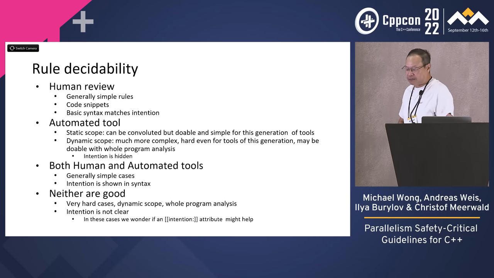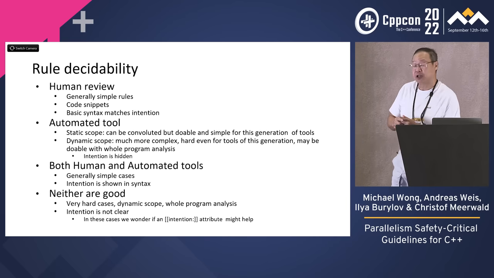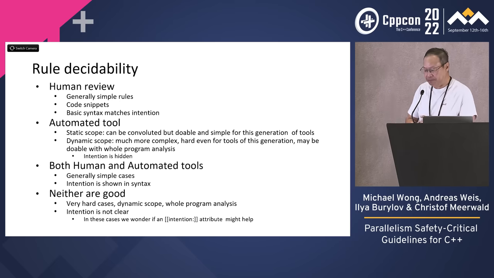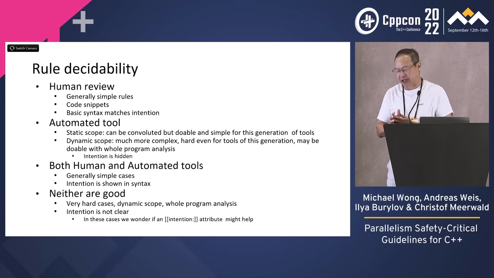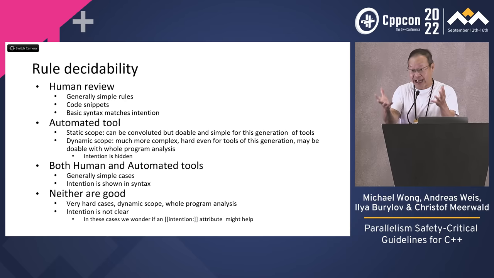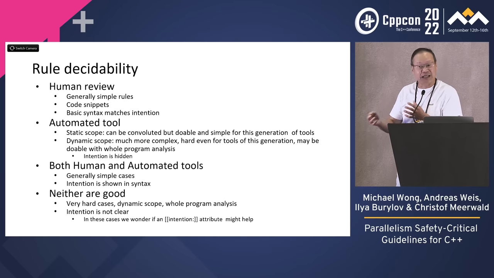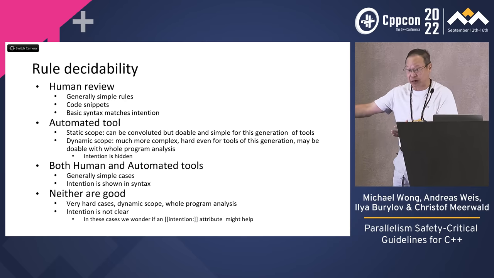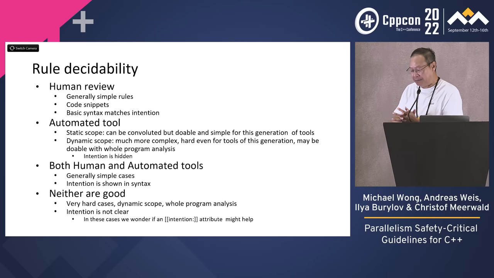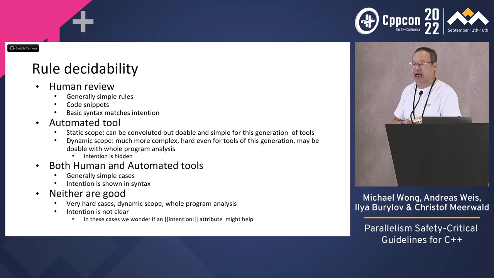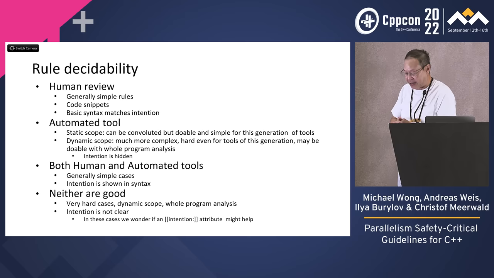The big thing we discovered, and we talked about this in our talk last year, is that just like with any analysis tool, you have to separate things that can be analyzed by a human looking at them and things that can be automatically checked by tools. They both have benefits, okay? In some cases, it can work for both humans and automated tools. And in some cases, neither will be good.